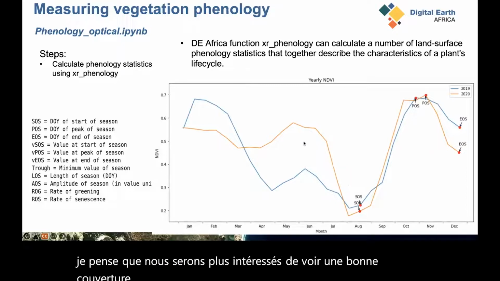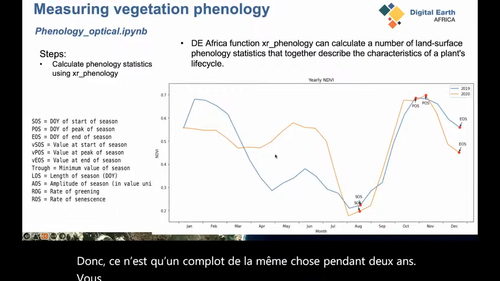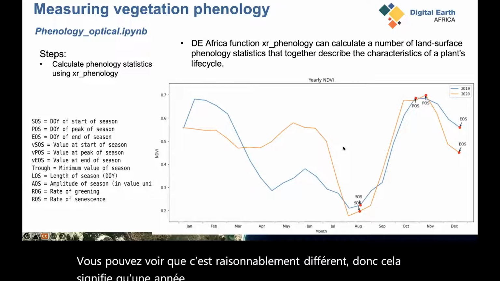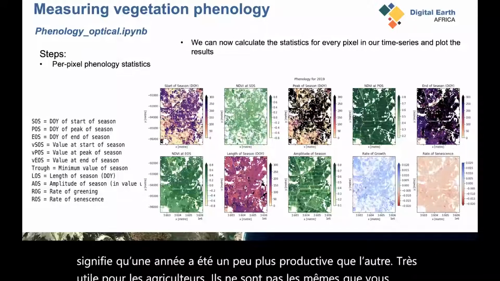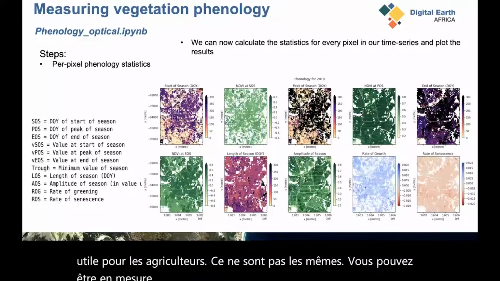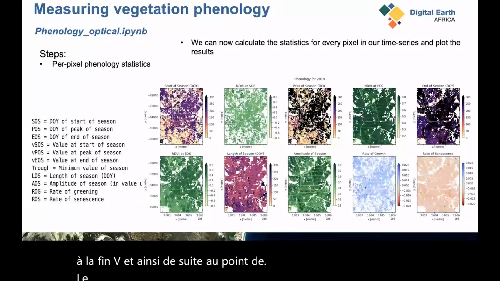So this is just a plot of the same for 2 years. You can see it's reasonably different. So it means 1 year was a little bit more productive than the other, very useful for farmers. Then on the same, you can be able to get more statistics at the start of the season, the NDVI, and so on, at the point of planting and at different zones.